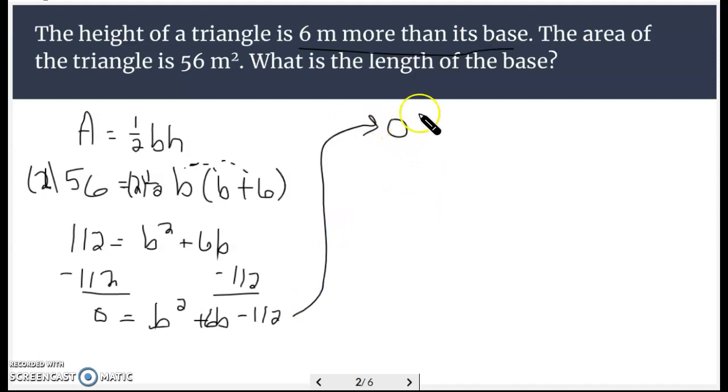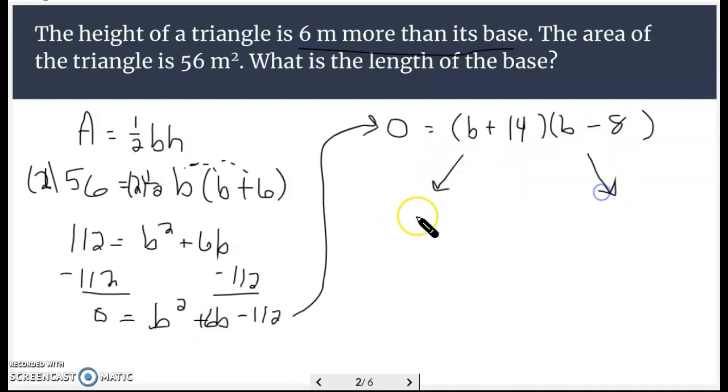Now, this does factor, so we'll set up the factoring with b and b. And we ask ourselves, what factors of a negative 112 add up to 6? Turns out positive 14 and a negative 8. Negative 8 times 14 is negative 112. Positive 14 plus negative 8 is the positive 6 we see here. So then we're solving these two equations. B plus 14 equals 0. B minus 8 equals 0.